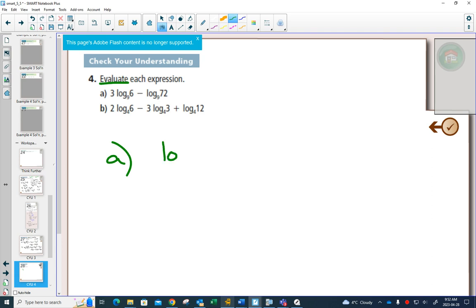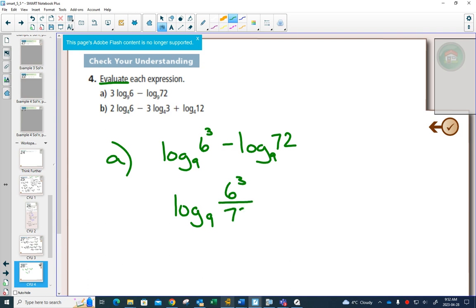So I can put the 3 inside as an exponent. And remember that in order to use the subtracting log law, there can be no numbers in front. So now I have one log minus another log. I can combine those together as log of 6 cubed over 72.